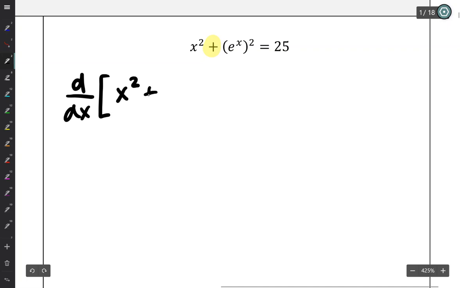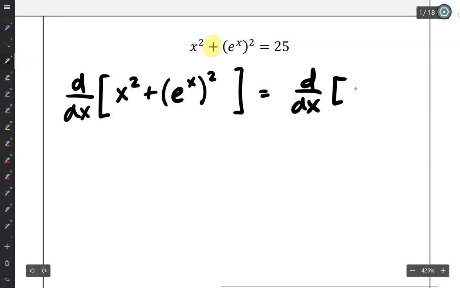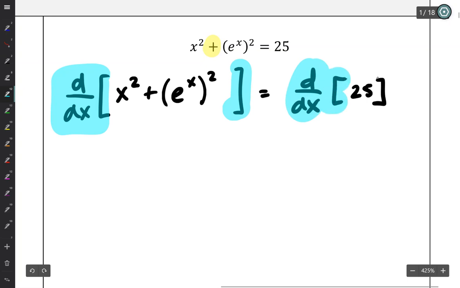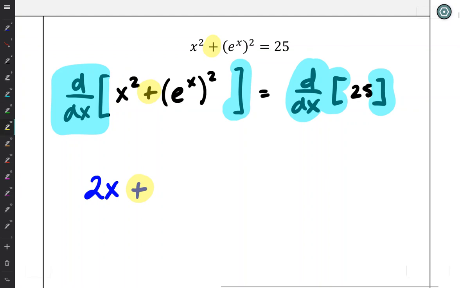Derivative of x squared plus e to the x all squared is equal to the derivative of 25. Again, I haven't taken any derivatives yet. I'm just writing to the reader, hey, I'm going to do that. Beautiful. On the left-hand side, I see two functions of x that are put together with addition. So that allows me to compartmentalize my thinking. Taking the derivative of x squared, we get 2x plus the derivative of e to the x all squared.